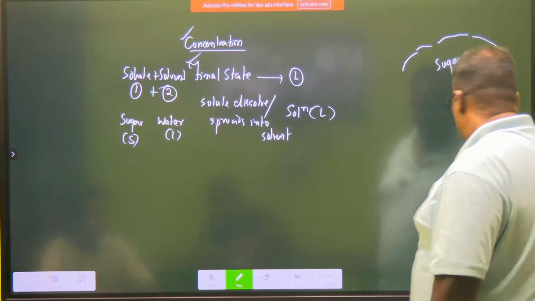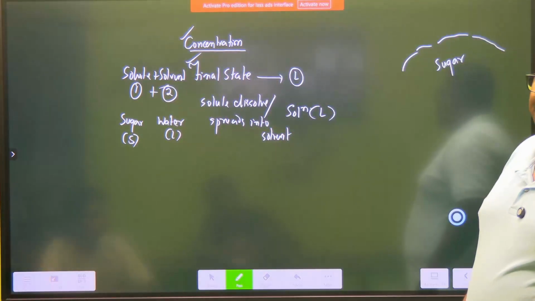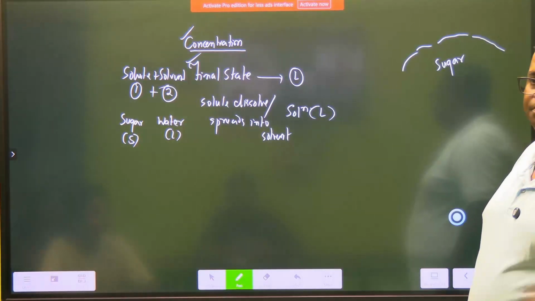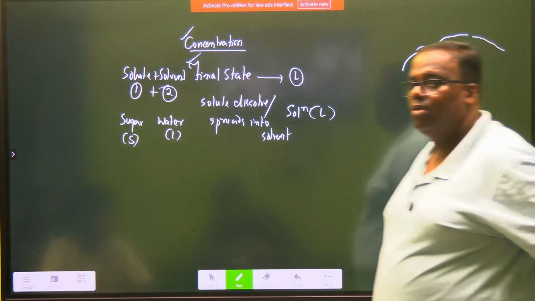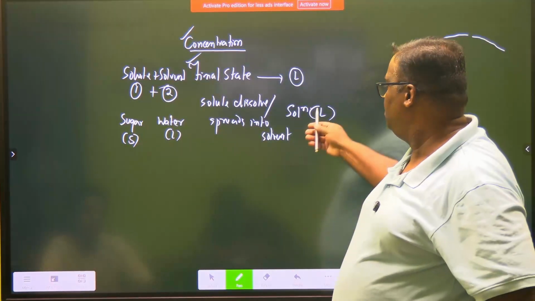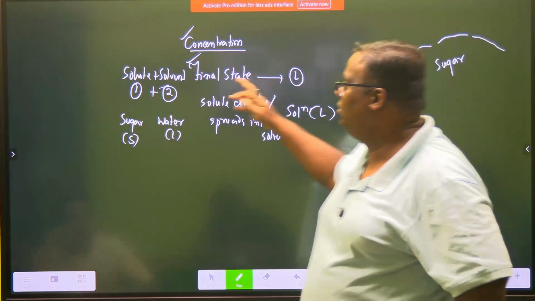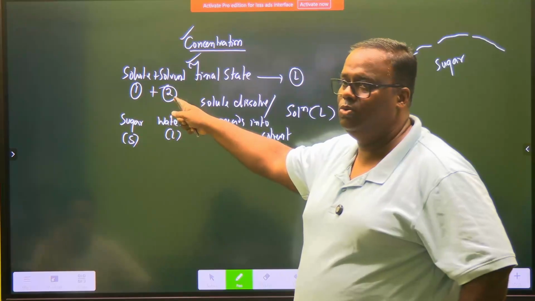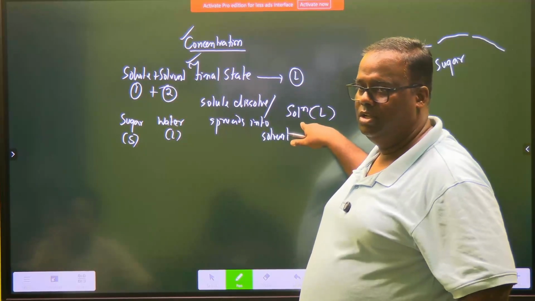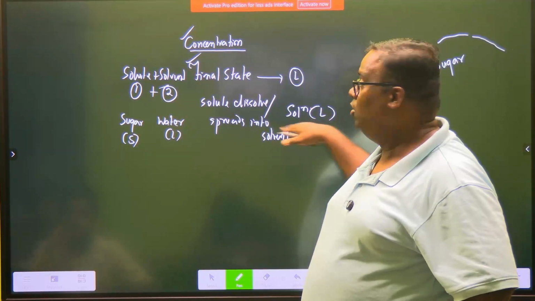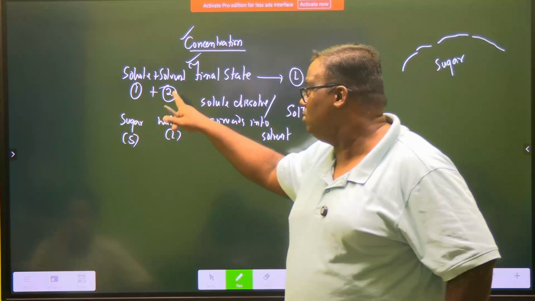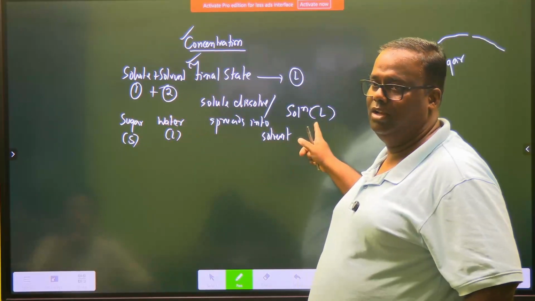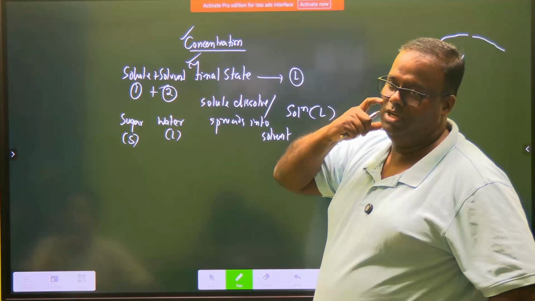Okay. So, how can we find the solvent by the final state? How can you distinguish which is solute or solvent? Say component 1 and component 2 are mixing to form a solution. Solution is liquid. Now look in component 1 and 2, who was of the same state as that of the final? That fellow will always be the solvent.